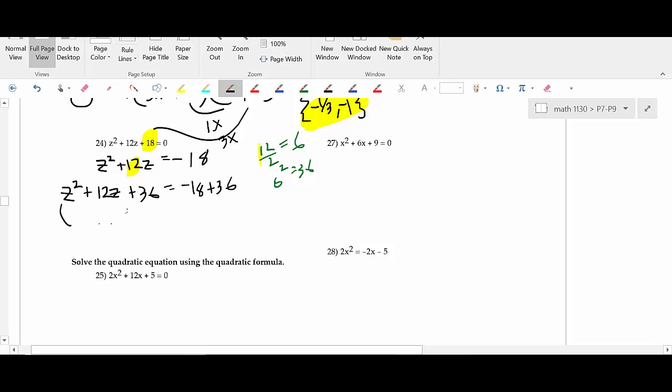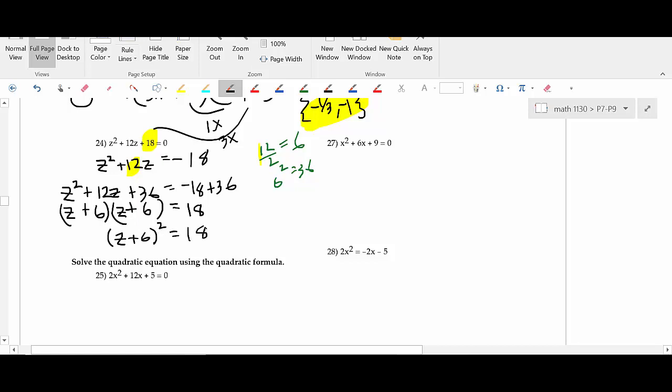Now, this one's going to factor just like the one we did before. That's going to be z and z, 6 times 6 gives you 36, and you have two plus signs. Then the right side, it looks like that's going to be 18. And I'm glad this is working out this way because there's one little thing I want to make sure you know how to do. So we would write this as z plus 6 squared is equal to 18.